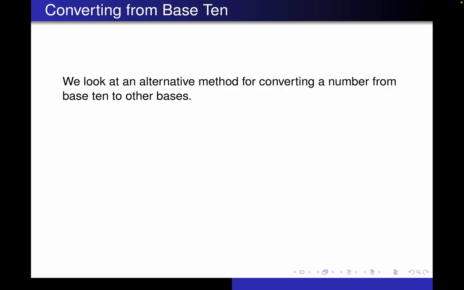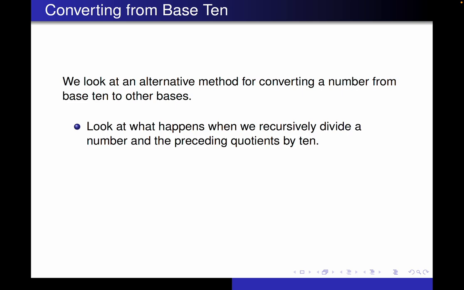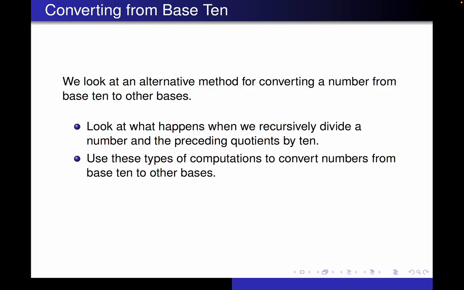So as I mentioned, we're going to look at an alternate method for converting a number from base 10 to other bases. And before we get into that, we're going to first look at what happens when we recursively divide a number and the preceding quotients by 10. So, and this is by 10 in base 10, our normal base 10. And then we're going to extend that method and use those types of computations to convert numbers from base 10 to other bases. And we'll work an example to show how this technique works.